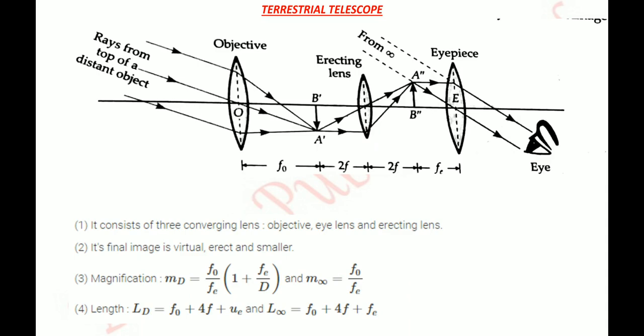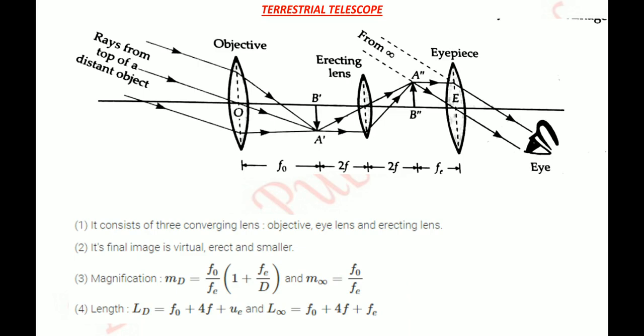Why is it done so? Because it is used to view buildings, or in hilly areas it is used to see the view, and if the view appears inverted, then there is no meaning of that. So we use an erecting lens, and it effectively increases the length also. The important points: it consists of 3 converging lenses: objective, eye lens, and erecting lens. The final image is virtual, erect, and smaller.